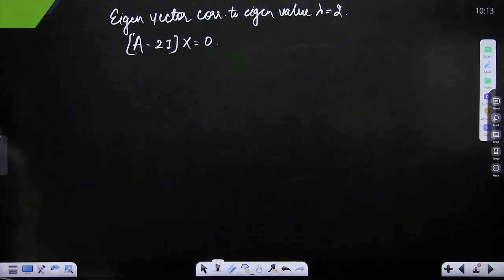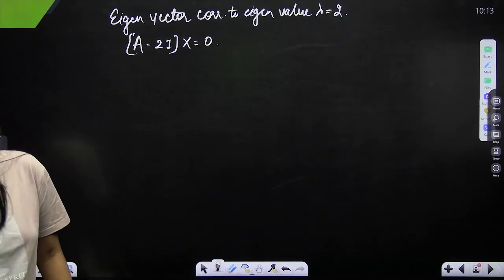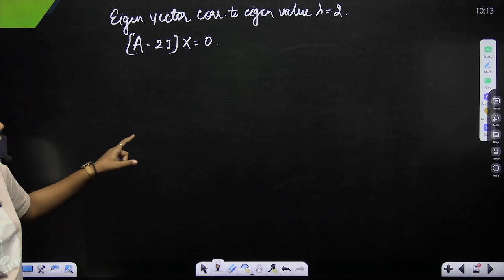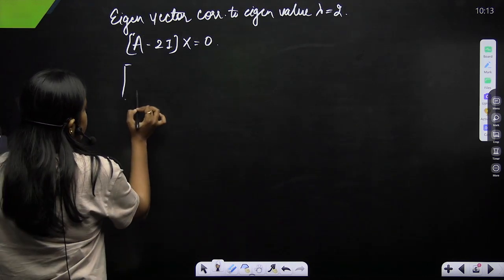So A minus 2I times x. What was my A matrix? A matrix is 4, 2, 1, 3. So I'll just subtract: 4 minus 2, 2.